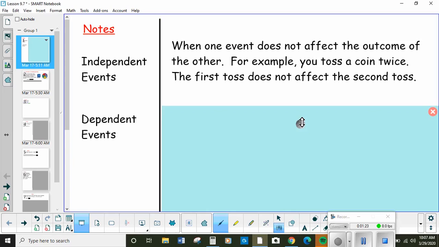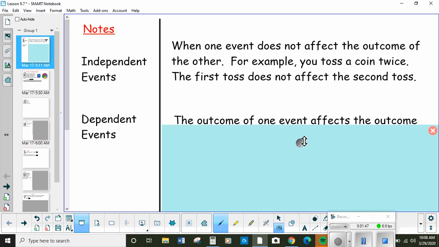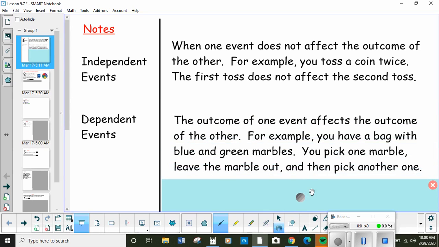So, independent events: when one event does not affect the outcome of the other. For example, you toss a coin twice. The first toss does not affect the second toss. So that's what independent events means, right? You get the probability for one, then you ask about the probability for the other, but the first one doesn't really affect the other. That might make sense, it might not, but let's look at the other one.